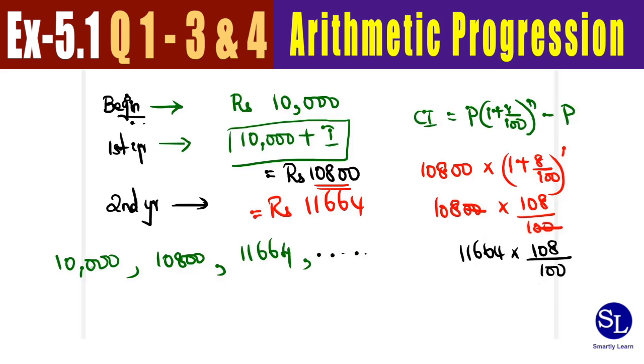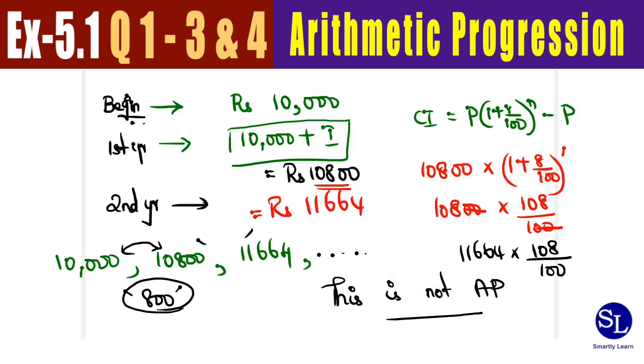So let us look. 10,000 and 10,800 have a difference of 800 as a common difference. Now between the second and the third term, you see a difference which is not 800. Therefore, this is not an AP. You don't even need to compute the third amount, but if you want to be really sure, you can do one more calculation, but you are definitely going to see that this is not an AP. With this, we close the first sum in this exercise.